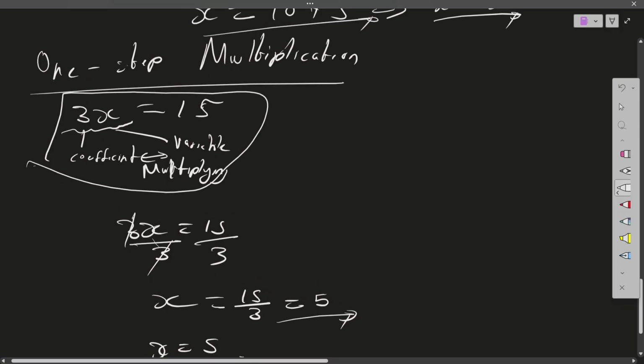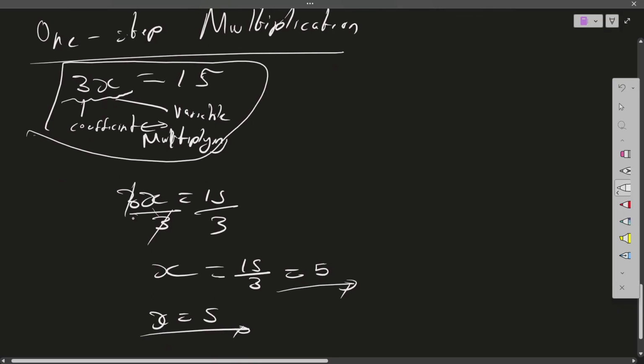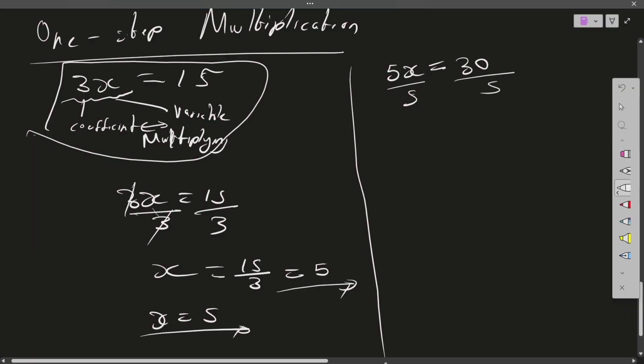So that is it just for our one-step multiplication. Let me make another example. Let's say we had 5x, which is equal to 30, right? And so here, one step, divide by 5 on both sides, right? You see, the 5's cancel each other, right? And so x is equal to 30 divided by 5, which is 6. So that is our x value, right?